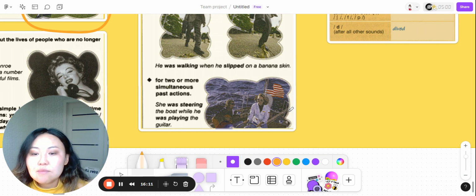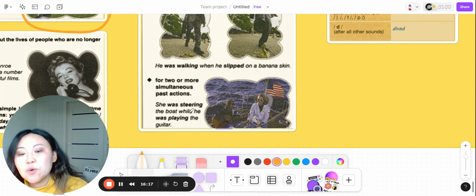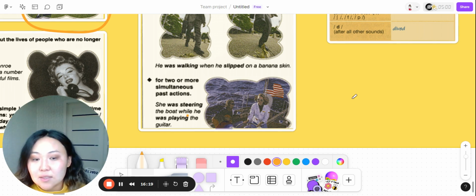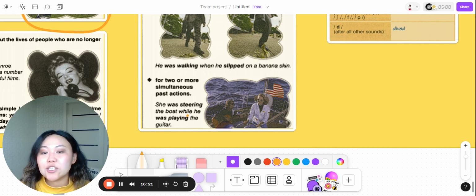Next one. She was steering the boat while he was playing the guitar. I'd like to point your attention to "while". In this situation, we use past continuous for two or more simultaneous past actions. It means that these actions are happening at one time. He was cooking dinner while I was laying the table.